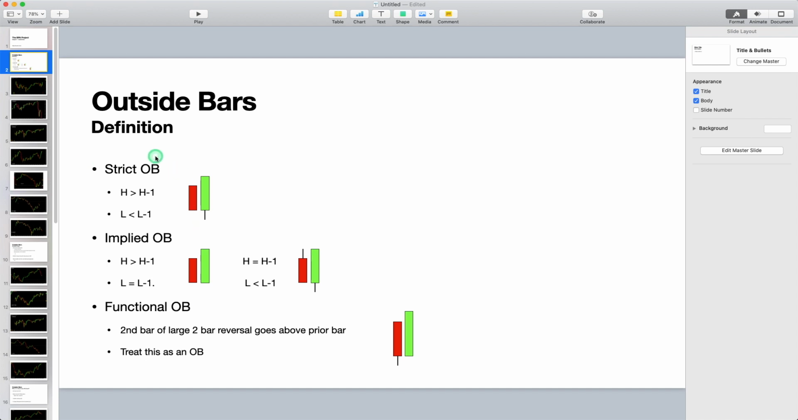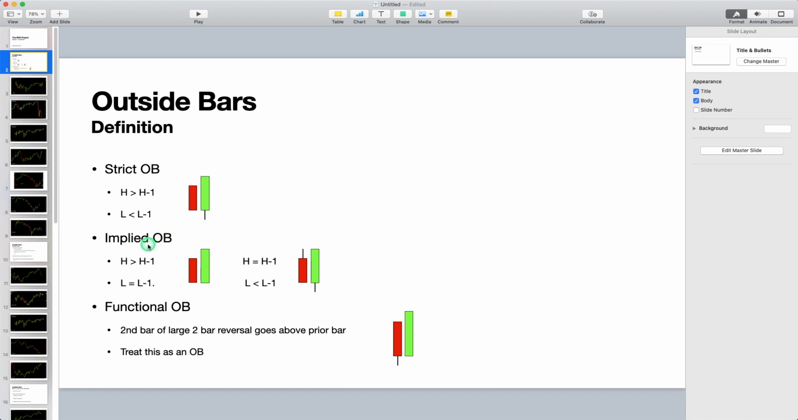So a strict outside bar is when the current bar is completely outside the prior bar. So the low of the current bar is below the low of the prior bar, so low is less than the low of one bar prior, L minus one. And the high of the current bar is greater than the high of the prior bar. So that's a strict outside bar.